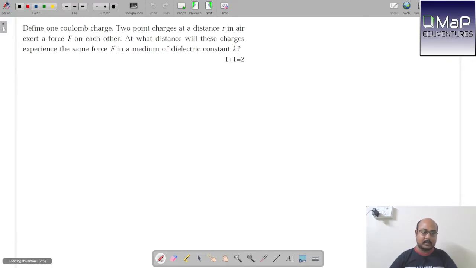So next question is: define 1 coulomb charge. Two point charges at a distance r in air exert a force F on each other. At what distance will these charges experience the same force F in a medium of dielectric constant K? Okay, this is question number 2F from the 2019 question paper.